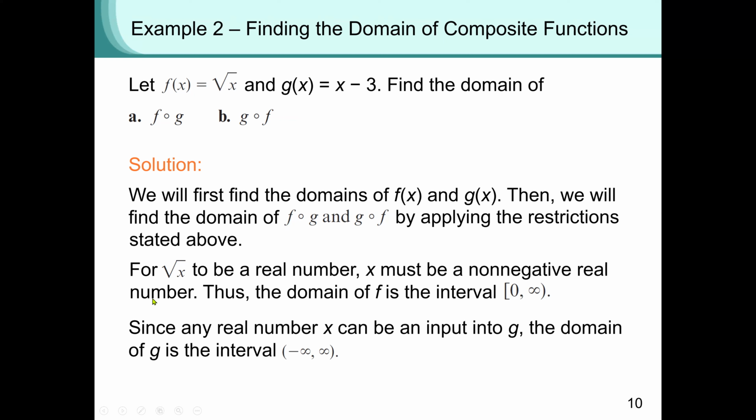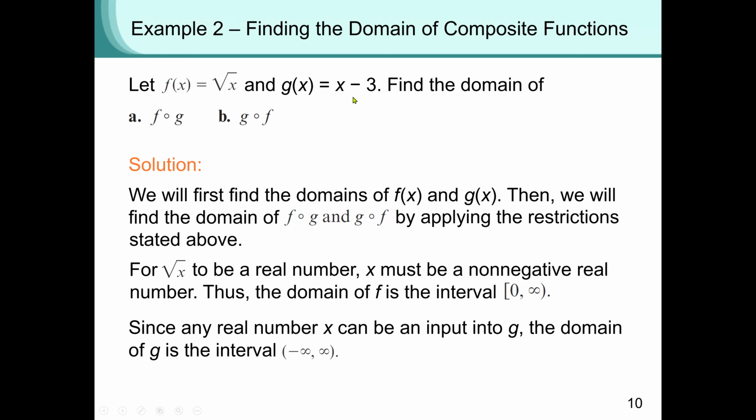So now, first one, we know square root of x. Square root of x has to be a real number, which means x cannot be a negative value. So the domain of square root of x, which is f at x, will be x should be equal to 0 or greater than 0. So it will be from 0 to positive infinity. So that's non-negative real numbers, from 0 to positive infinity.